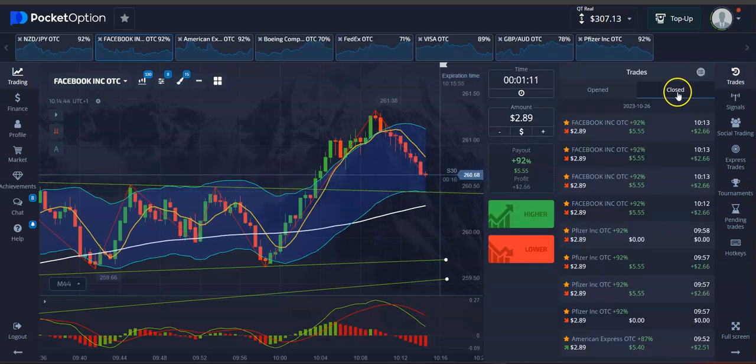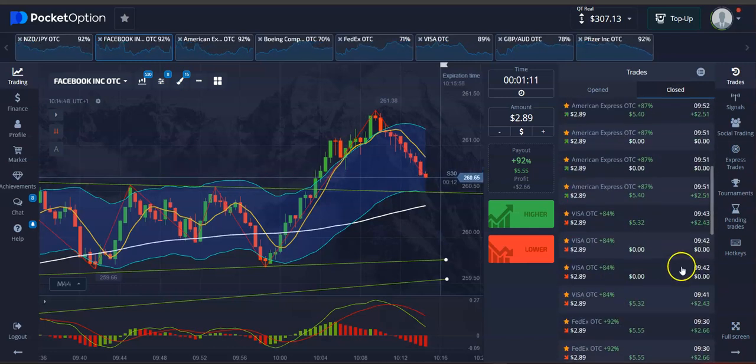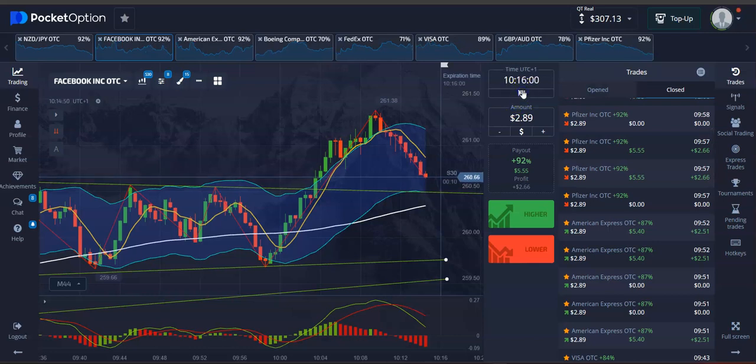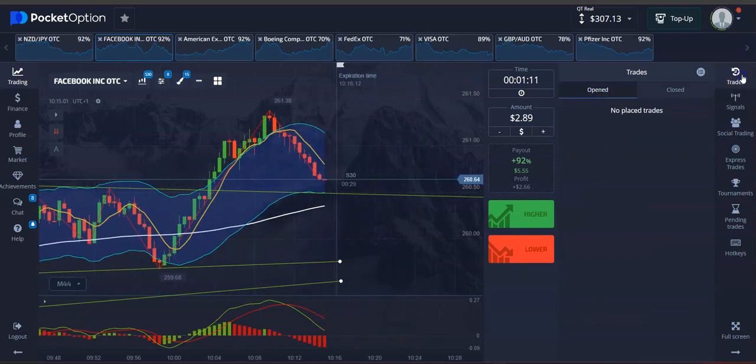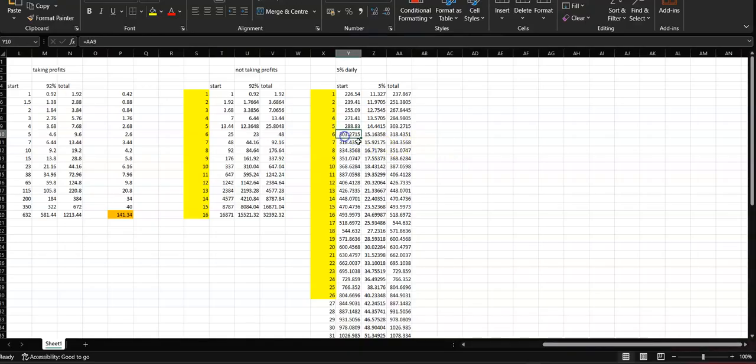So we reached the daily target. It took us some time. We started at 8:55. It's 10:16. So 8:55, 9:55, that's 1 hour. Let's call it 1 hour and 20 minutes. Okay, 1 hour and 20 minute session, but we achieved our goal big time. Okay, 307.13. So let's come over here. 307.13.